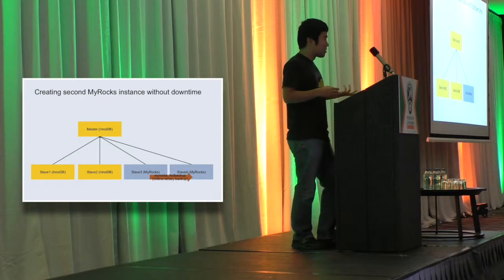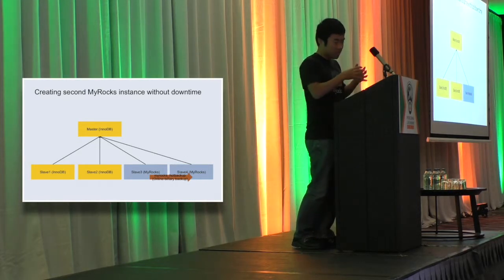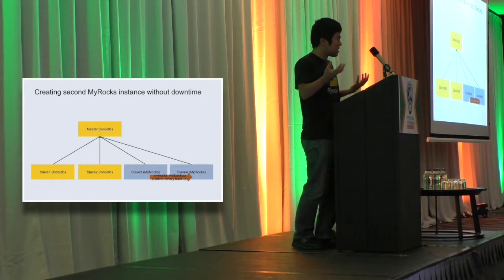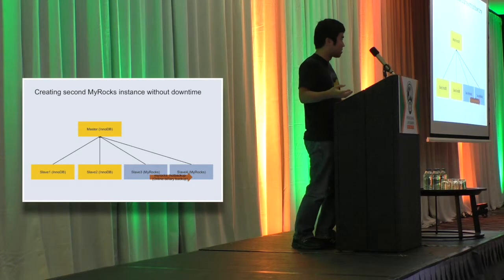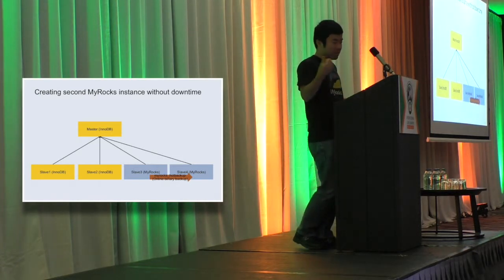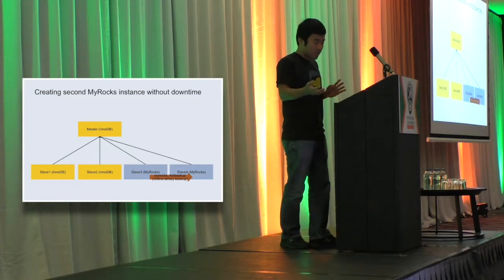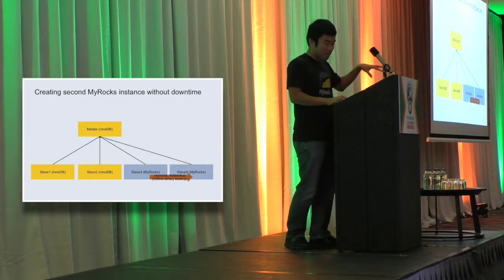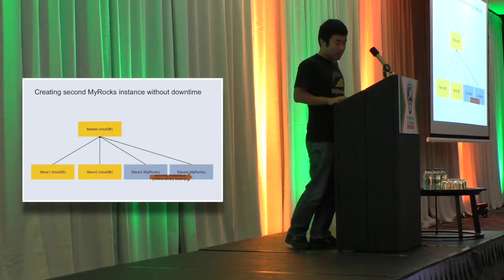Creating a second MyRocks instance was easier because MyRocks already existed. So we created a tool called MyRocks hot backup, which is similar to xtrabackup, to do a binary copy from one MyRocks instance to another MyRocks instance. By doing so, there are 3 InnoDB slaves and 3 InnoDB instances and 2 MyRocks slaves.